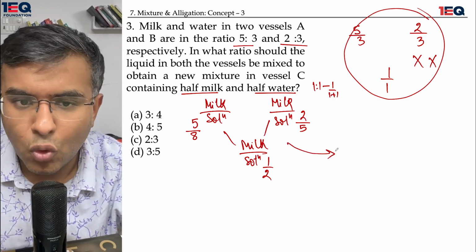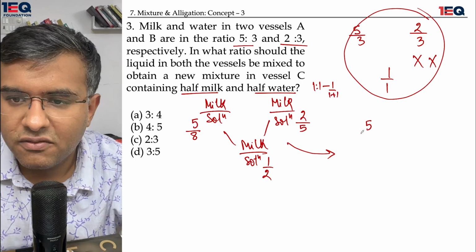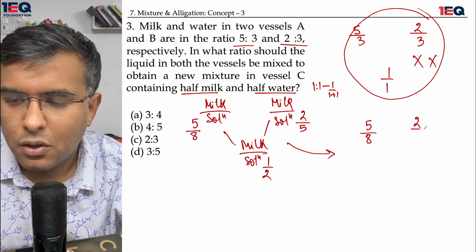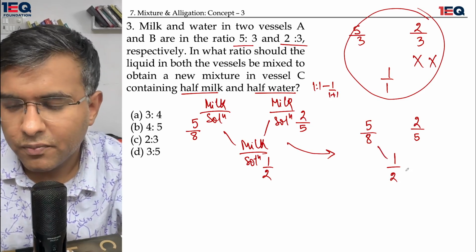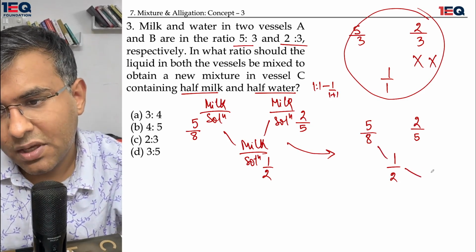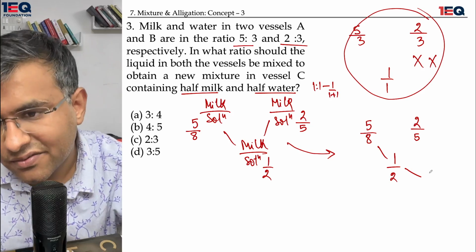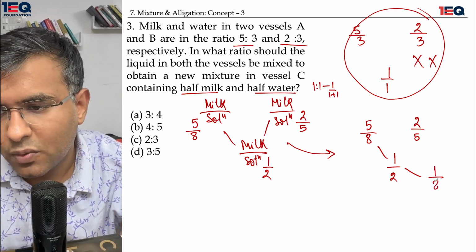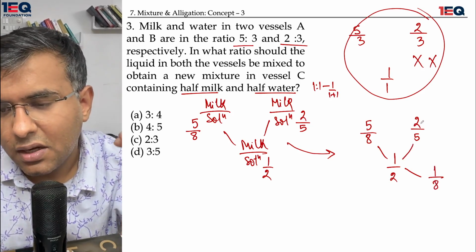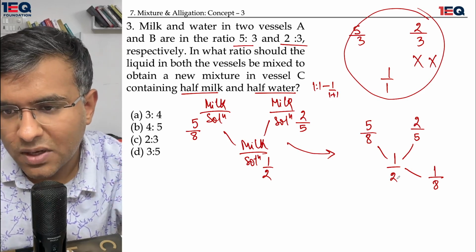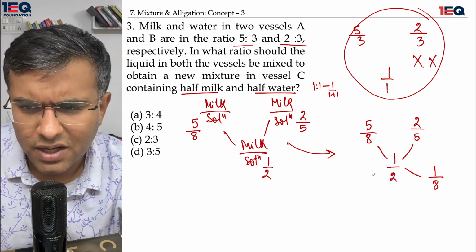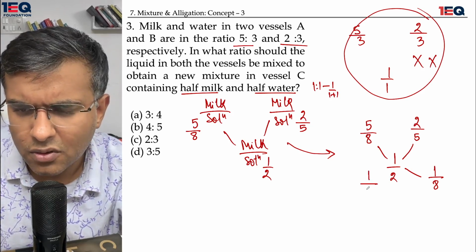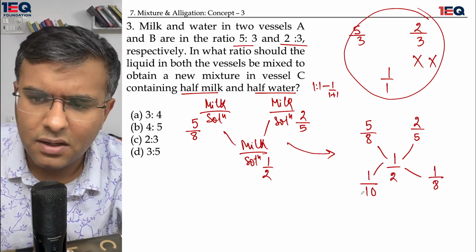I'll solve it here more neatly. 5 by 8, 2 by 5, 1 by 2. This gives me 5 by 8 minus 4 by 8, which is equal to 1 by 8. Then 2 by 5 minus 1 by 2 would make it what? Again 1 by 10, if I'm not wrong. This would make it 1 by 10.